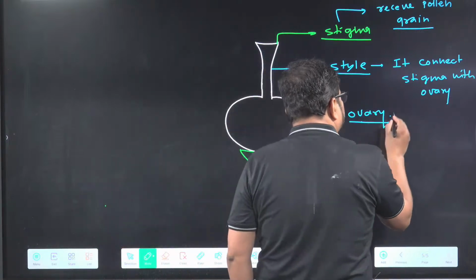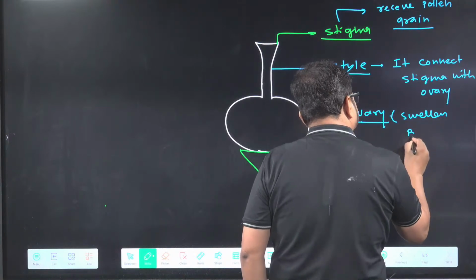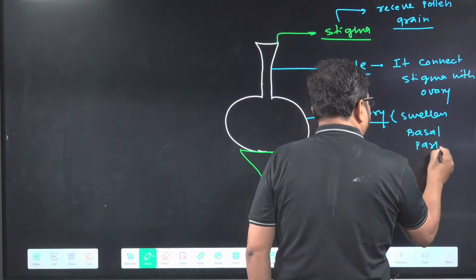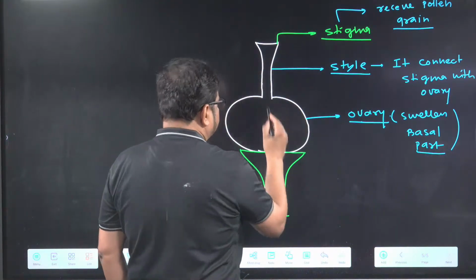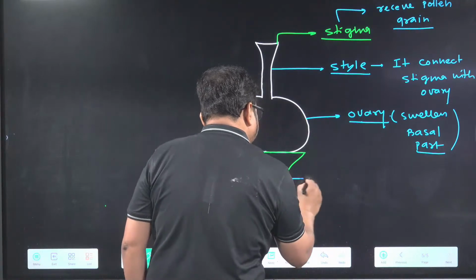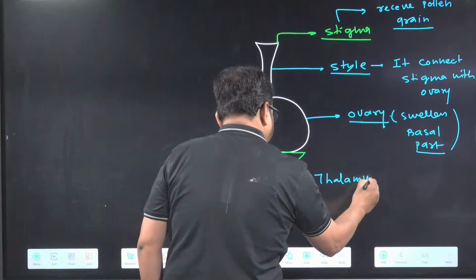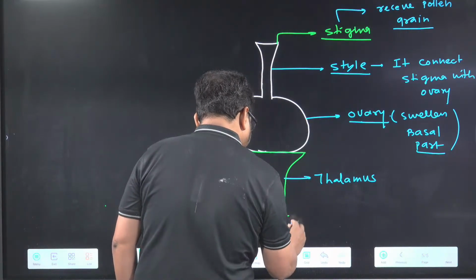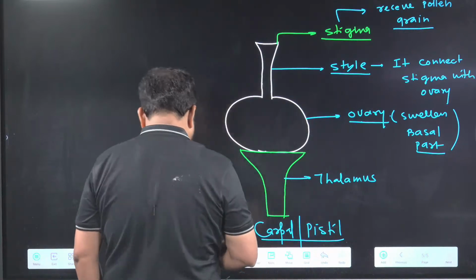And the ovary is the swollen basal part of the carpel or pistil. This is the typical structure of a carpel. It is the thalamus. And this is the typical structure of a carpel or pistil. These are the components present.